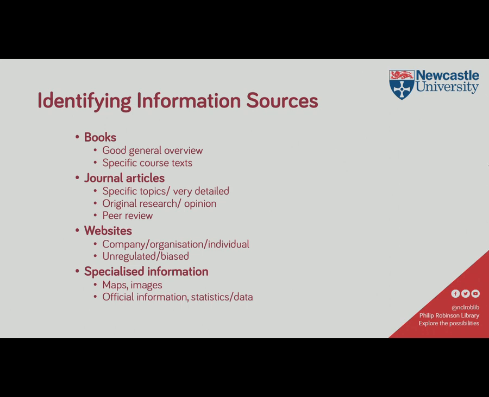Websites are another kettle of fish. They may be useful for a specific type of research, but they're often unregulated and biased, so you need to bear that in mind. And obviously the authorship changes, whether it's a company, an organisation or an individual. And there are lots of different types of specialist information that you can access as well. You might need statistics, you might need data. So it's about thinking through those different types of sources, and that will affect where you search next.